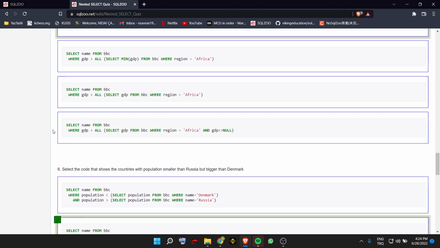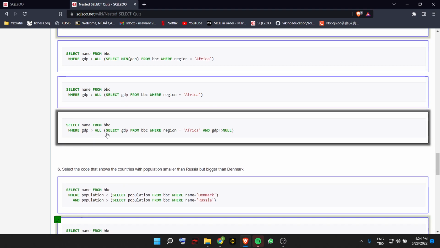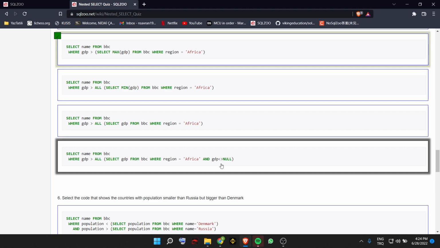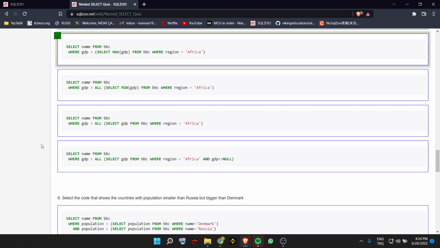And the last one, let's see. GDP is bigger than all, select GDP from the CR region. And it doesn't have the way that we get rid of the GDP. So this is the correct answer.